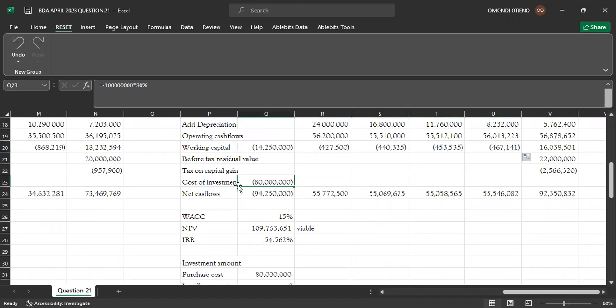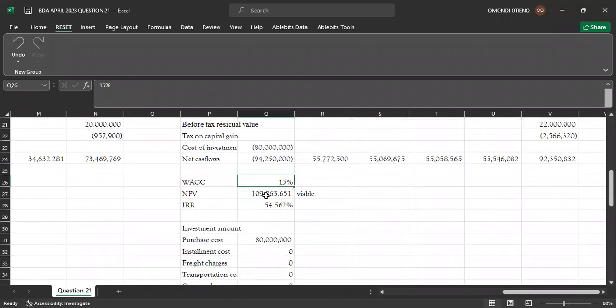Net cash flow, so initial outlay is this. Weighted average cost of capital does not change. Net present value is now going to change because of the difference in cash inflows or the net cash flows. Internal rate of return, that is what we have now.